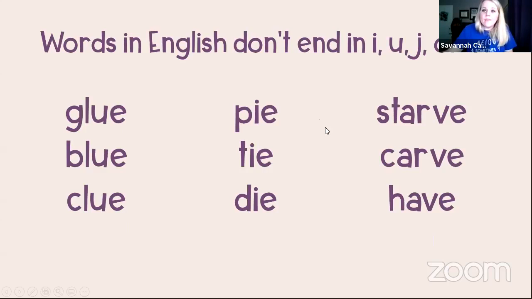We never have a V without the E at the end of a word. If a word ends in a V sound, we have to have an E on the end. That's why we have starve, carve, have, and give, which we've been teaching as heart words for so long. After you teach them that words in English don't end in V, then it's no longer a heart word. It's a rule that they've internalized.